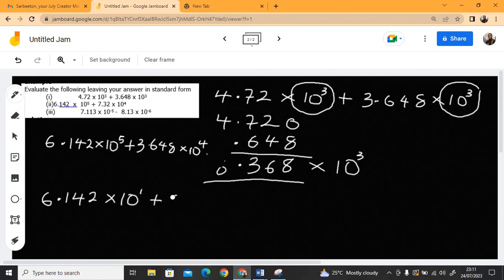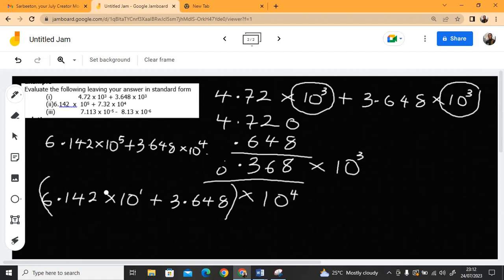Plus 3.648. Now, because you have taken 4 minus 4 is 0, there's nothing remaining. Because the smallest one is 10 to the power 4, so this one there's no remainder. Here there will be a remainder of 1 because 4 minus 1 is still 1. So everything will be times 10 to the power of 4.